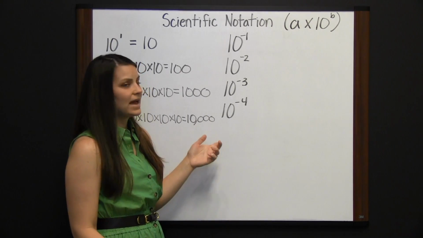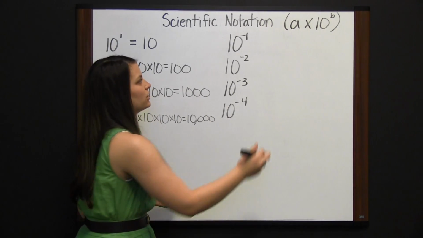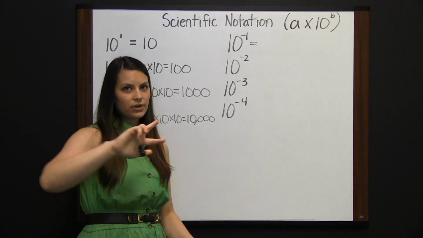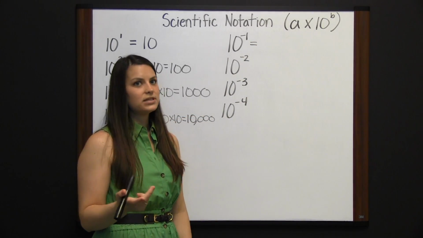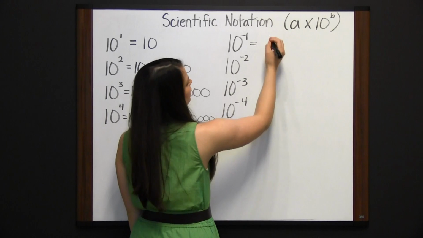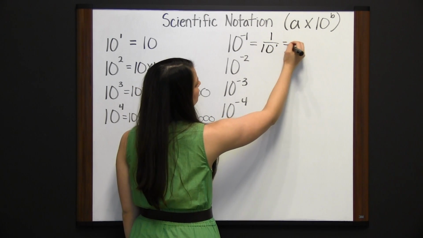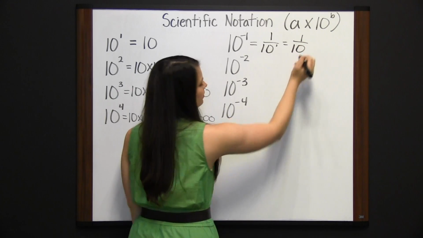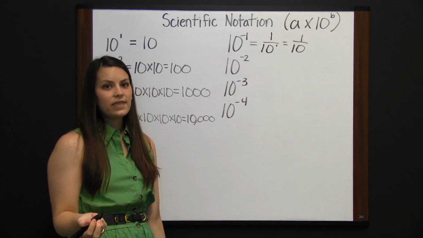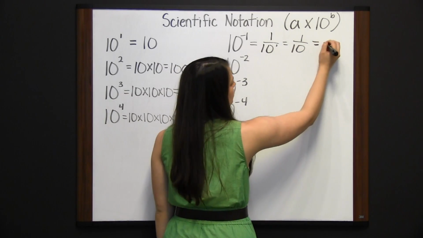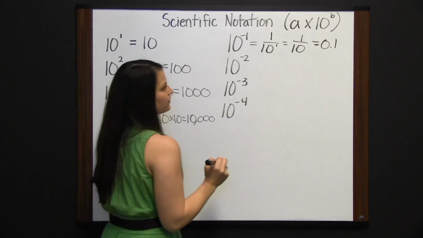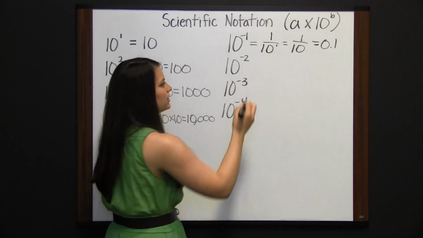To simplify a negative exponent, we're going to take the reciprocal, so we're going to flip it, of the number containing a positive exponent. So the reciprocal would be 1 divided by 10 to the first, or just 1/10. And 1/10 as a decimal is 1/10. We'll do the same for 10 to the negative 2.